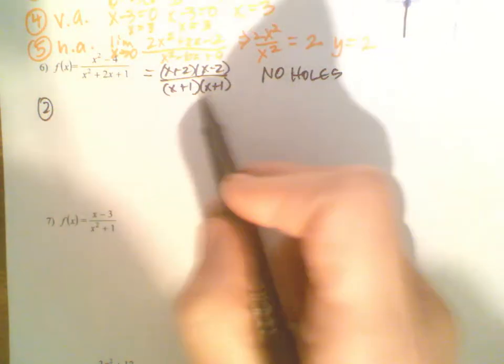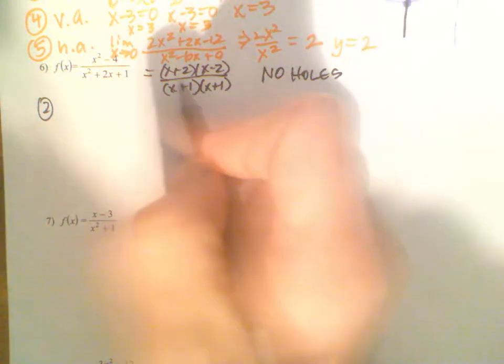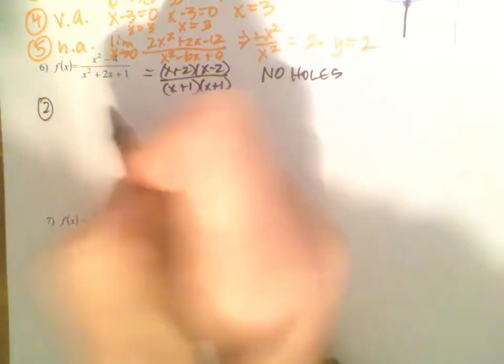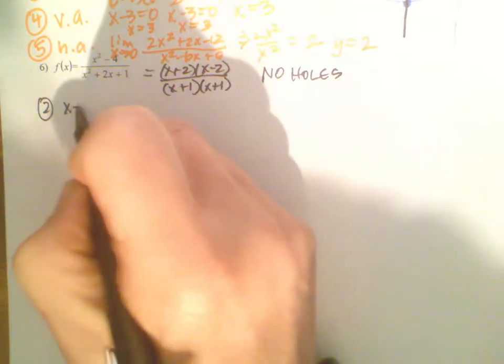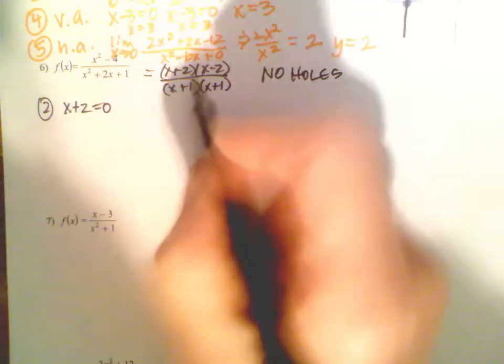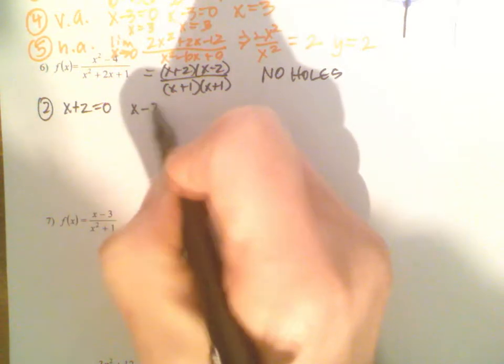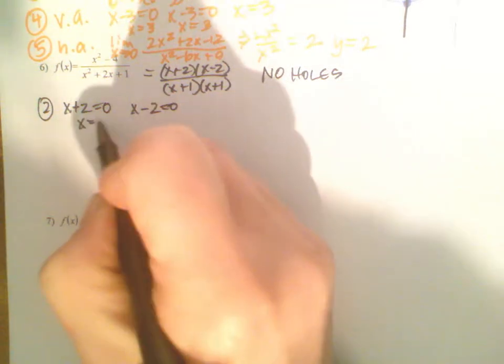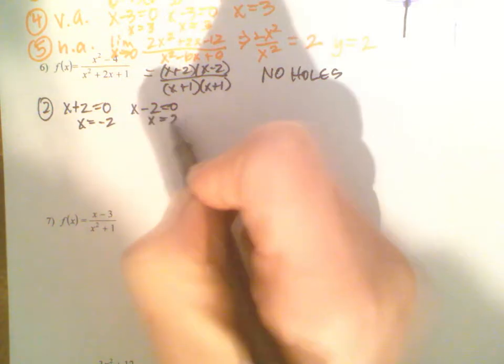So I have my x-intercepts, or my zeros, when the numerator equals 0: x plus 2 equals 0, and x minus 2 equals 0. So that's at x equals -2 and x equals +2.